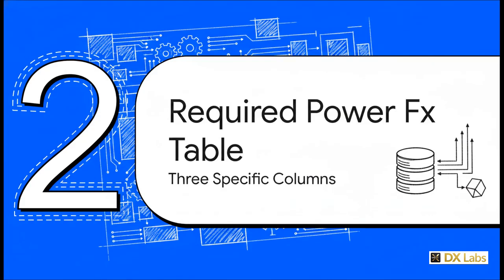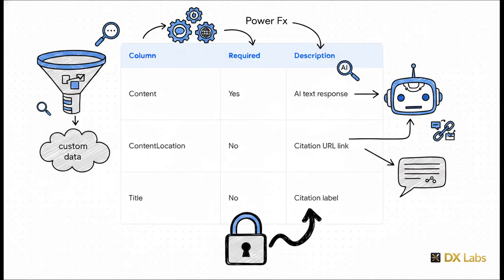Moving on to part 2, the required Power FX table. This is the architectural blueprint you have to use. When you pass this custom data, Copilot Studio is incredibly strict. It's kind of like filling out official HR paperwork. If you mess up one box, the whole thing gets rejected. Your custom data has to be a Power FX table with 3 exact columns.